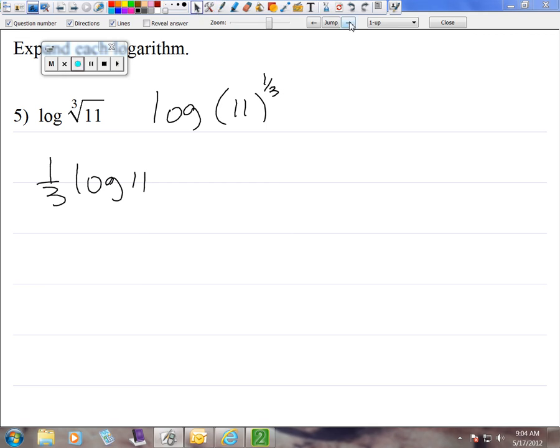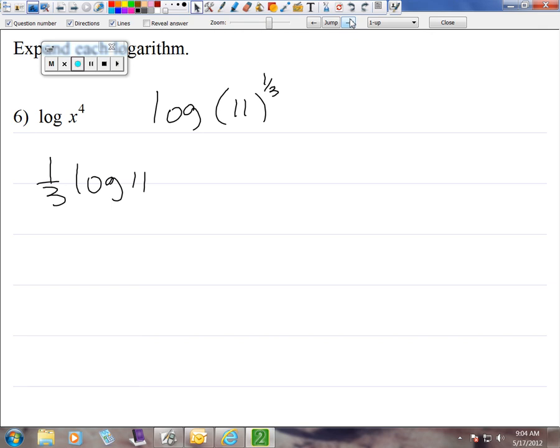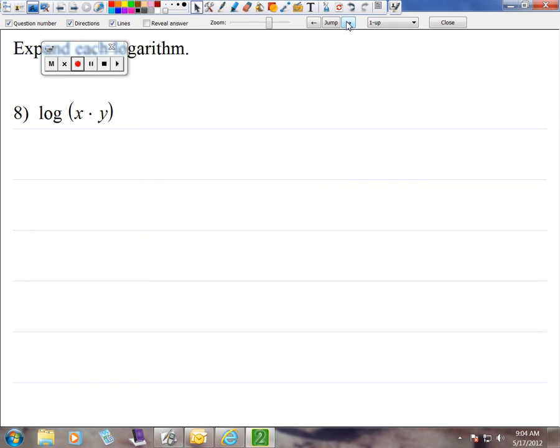All right. 6 is easy. Write that one down just to be safe. So what's that going to be? 4 log x. Number 7, 5 log x. Do number 8.